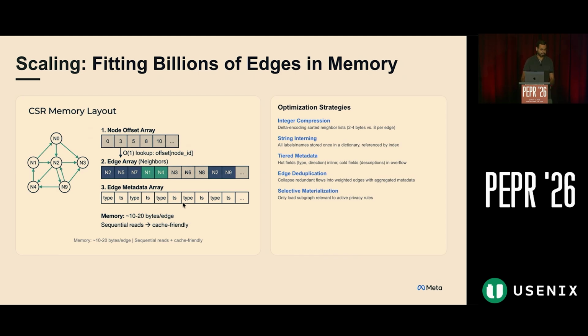And the last but not the least is selective materialization. At a time, we only load into memory the data which is relevant to that use case and related to the state. That way we can try to fit the graph into memory as much as possible.